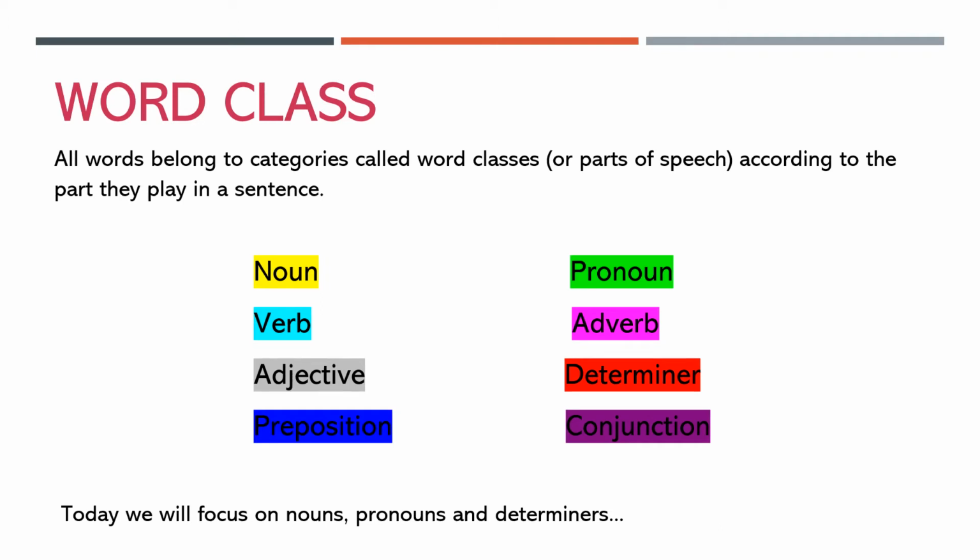Okay, so here you can see the different aspects of word class we have looked at this year. Hopefully you remembered them all. If not, don't worry. Today, we will mainly focus on nouns, pronouns and determiners, as these tend to be ones that confuse us when doing word class activities.